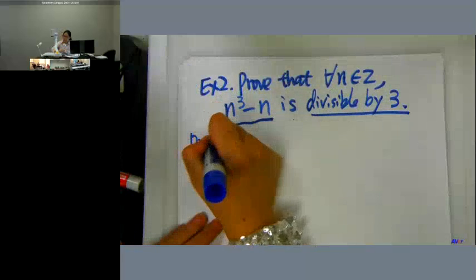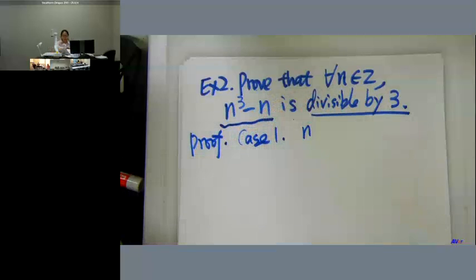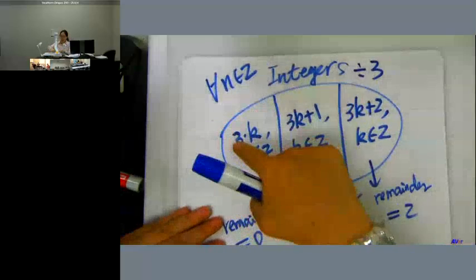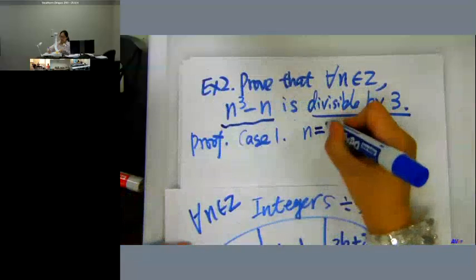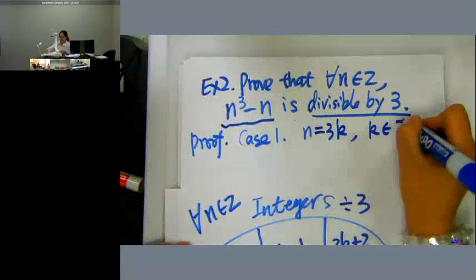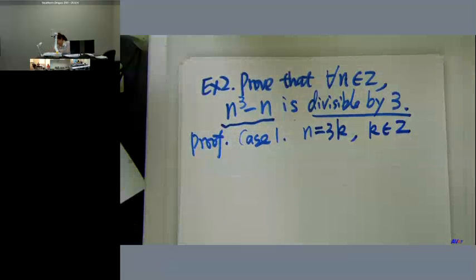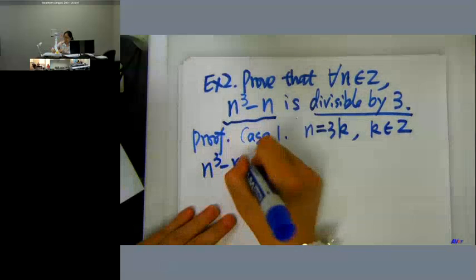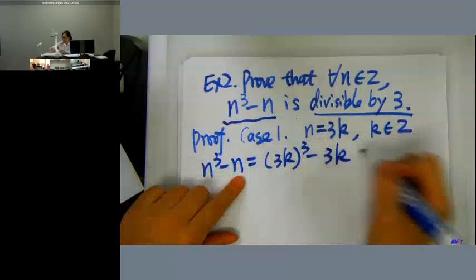All right, so case 1. Instead, we're going to divide all integers into three categories. First, I'm going to show this is divisible by 3 if n is a multiple of 3. So let's do n equals 3k, k is an integer. And then after that, I'm going to have to do 3k plus 1, 3k plus 2. So start with this case here. Replace n with 3k.